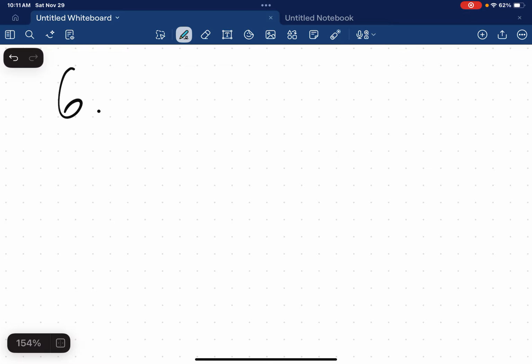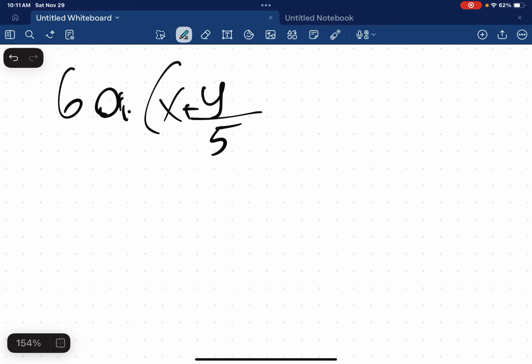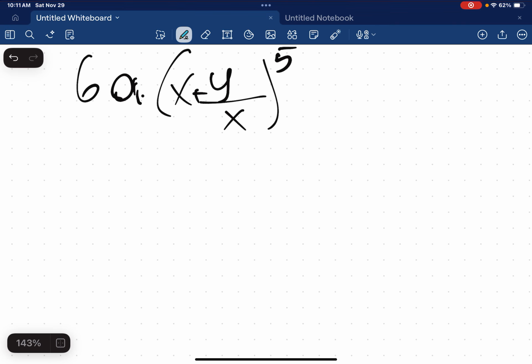Alright, 6 split into 2 parts. Part A is asking us to expand out this binomial. That's x, okay. Some of this is just busy work, I tell you. But remember our whole shenanigans we had.